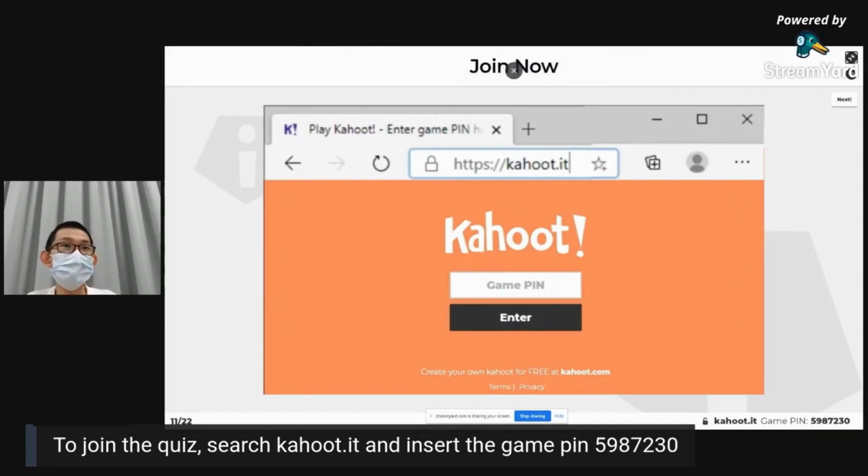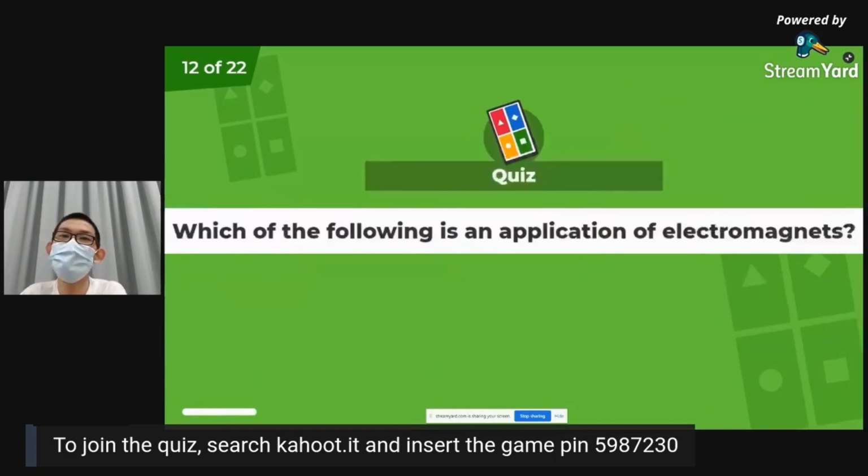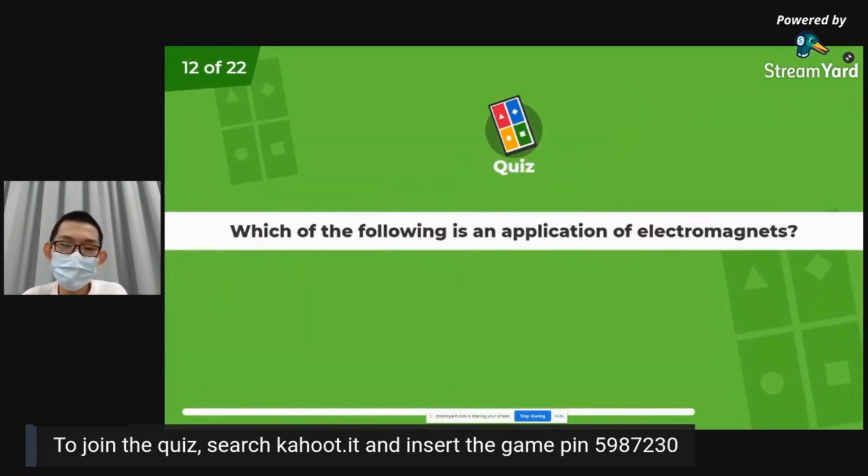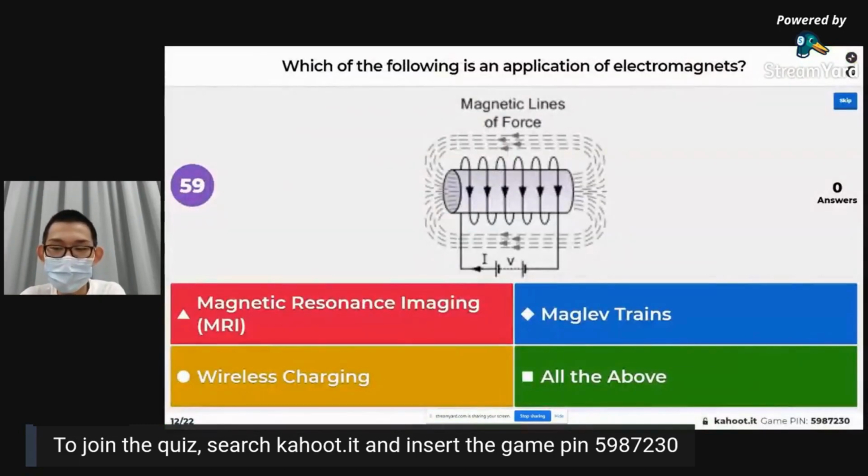And I think we shall now move on. We've given plenty of time for people to join. So, first question: which of the following is an application of electromagnets? Is it A, magnetic resonance imaging or MRI, B, maglev trains, C, wireless charging, or D, all of the above?